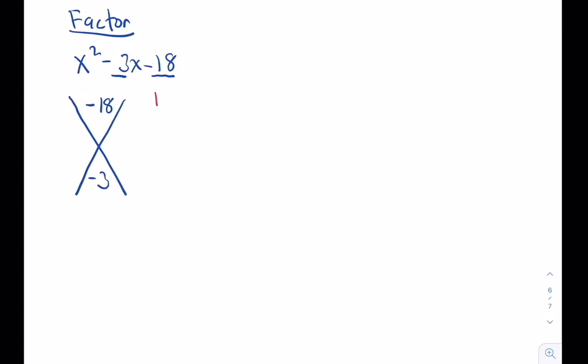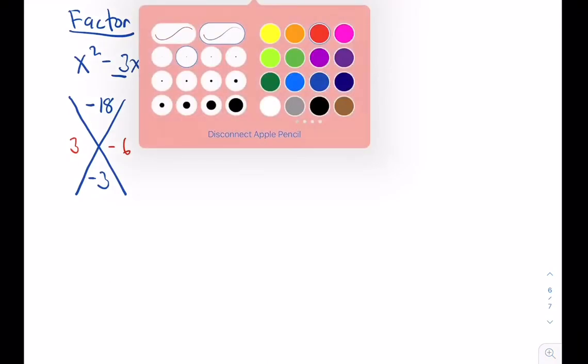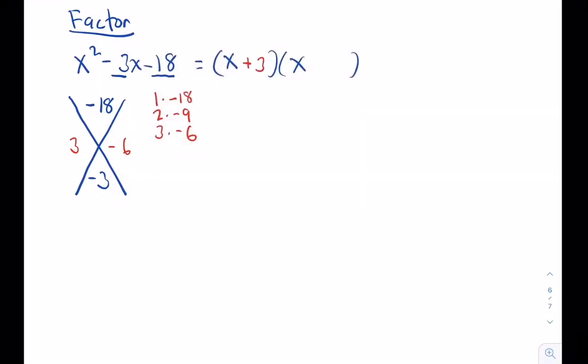You can have 1 times negative 18. That doesn't add to negative 3. 2 times negative 9. That doesn't add to negative 3. You could do 3 times negative 6. Wait, that does add to negative 3, right? So our two numbers are going to be 3 and negative 6. So our factored form is parentheses x and an x, and our two numbers are positive 3 and negative 6, and that's our factored form.